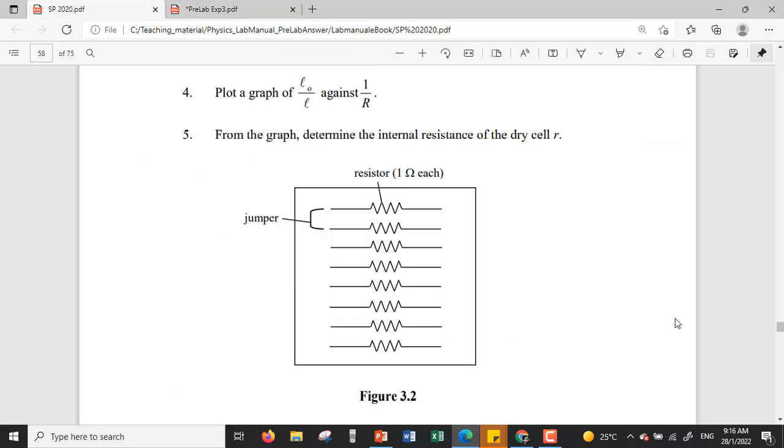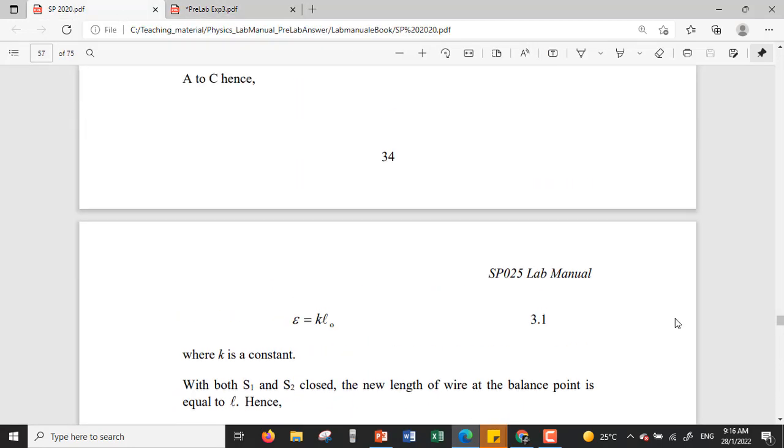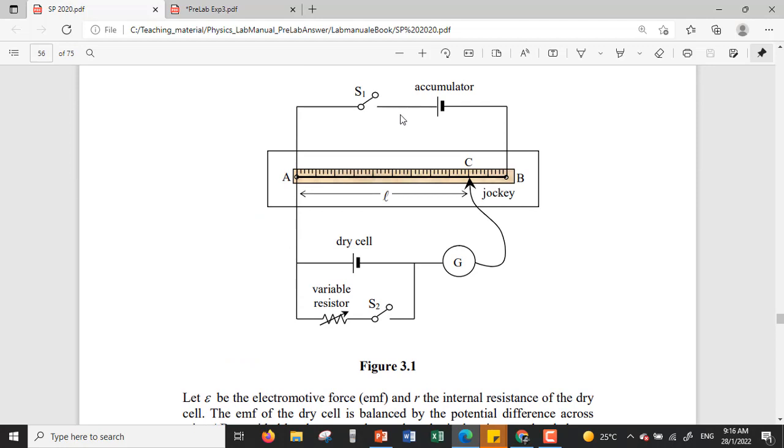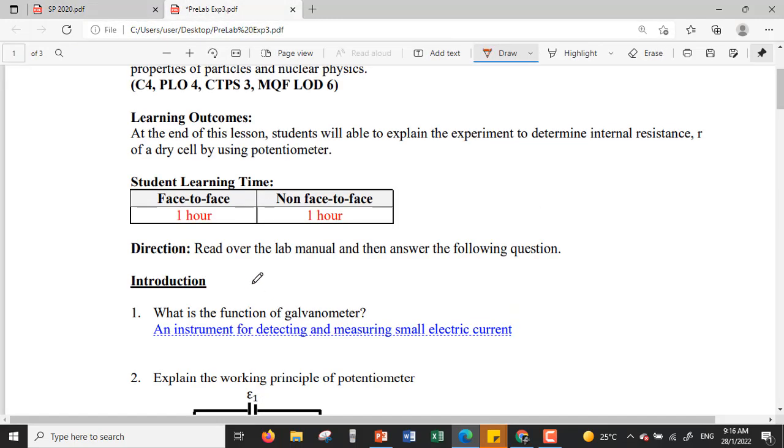If we refer back to the lab manual, Figure 3.1 is the potentiometer that we are going to set up in the experiment, and we notice that we are going to use a galvanometer. Question 1, what is the function of the galvanometer? The galvanometer is used for detecting and measuring small electric current.